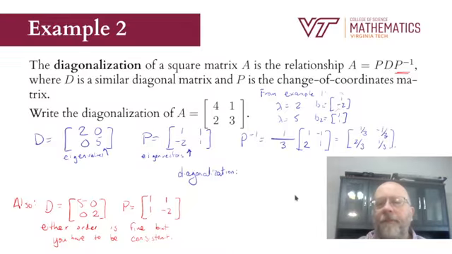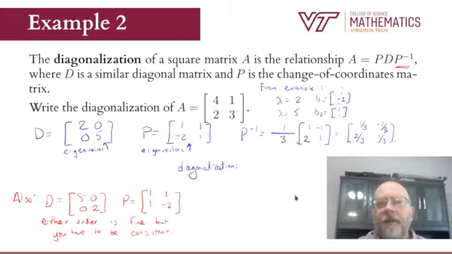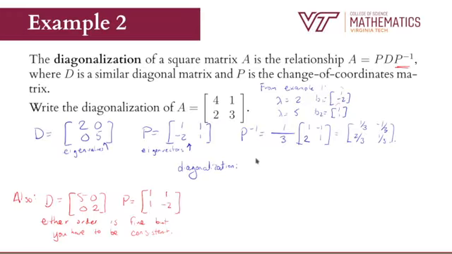And when we put all of this information together, the diagonalization is... that's not what I wanted to do, sorry. I wanted to turn that off so that we can see what I'm writing here. There we go. The diagonalization is the matrix A, which is 4, 1, 2, 3, equal to P times D times P inverse. 1, 1, negative 2, 1 is our P. D is 2, 0, 0, 5. And P inverse is 1/3, negative 1/3, 2/3, and 1/3.